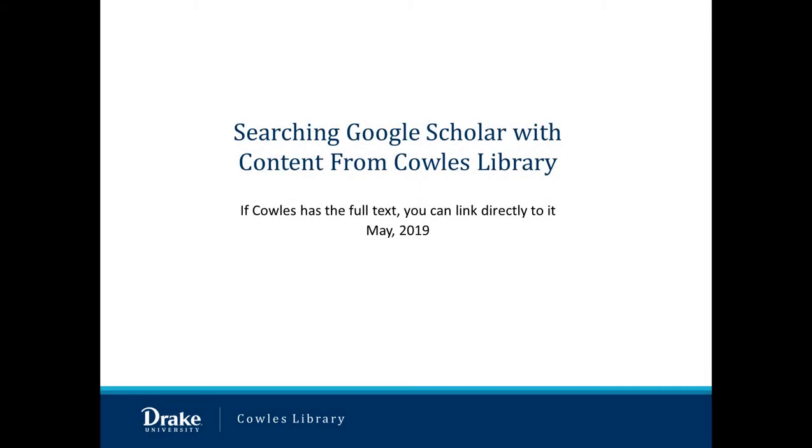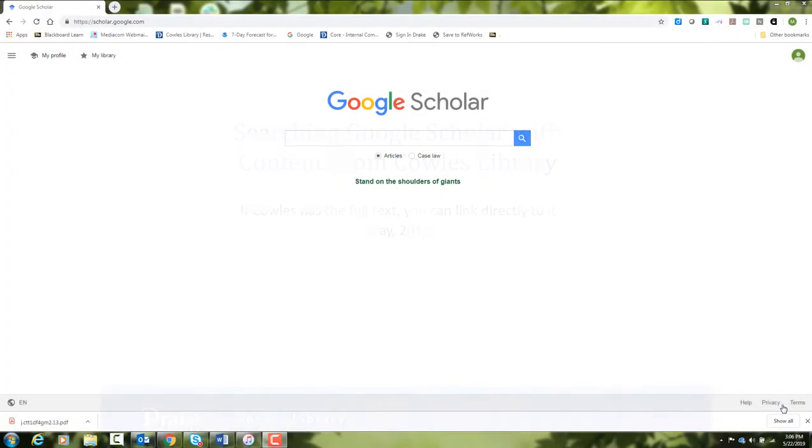If you use Google Scholar, many of the articles you identify can be found in full text from Cole's library at Drake University. Here's how. These steps will work in Chrome or Firefox.